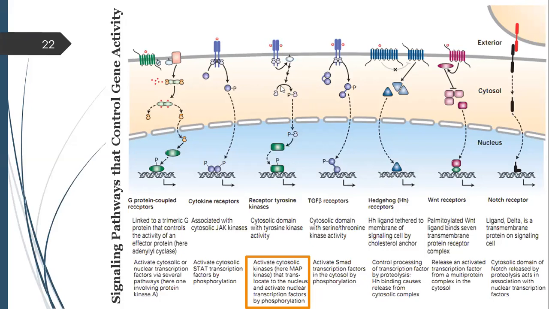So when these MAP kinases are activated, they will go into the nucleus and activate transcription factors, and the transcription factors will then activate the transcription of genes. So the cytosolic kinases will be activated, and the MAP kinases are specific in that they go into the nucleus and activate nuclear transcription factors through phosphorylation. We will be talking about this later on in the next lecture.